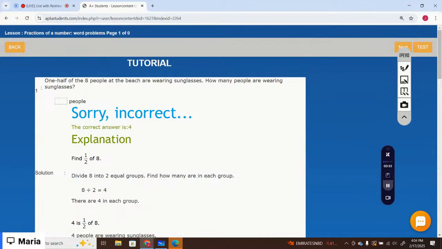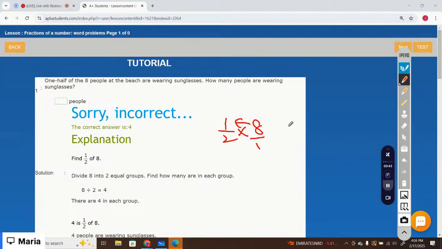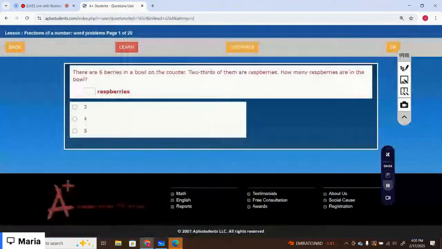So one half of the 8 people, right? One half of the 8 people means you have to do 1 by 2 times 8, right? Just multiply numerator times numerator, 8 times 1 is 8, and denominator times denominator, 2 times 1 is 2. So 2 times what number is 8? That is 2 times 4 is 8. The correct option is 4. Let's just start with the test questions.